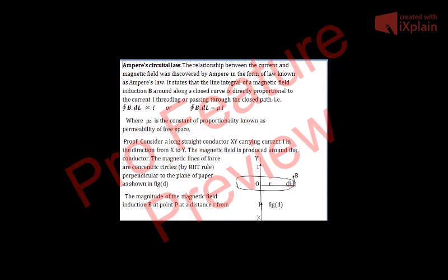If we draw a tangent to these magnetic lines of force as I have drawn here, it will be perpendicular to the paper, either pointing inside the paper or pointing away from it. The magnitude of the magnetic field induction B at point P at distance r from the conductor is given by B equals mu naught I upon 2 pi r. We have already derived this relation for a straight conductor.